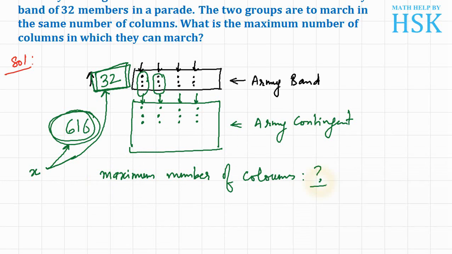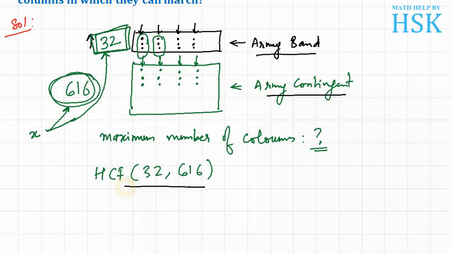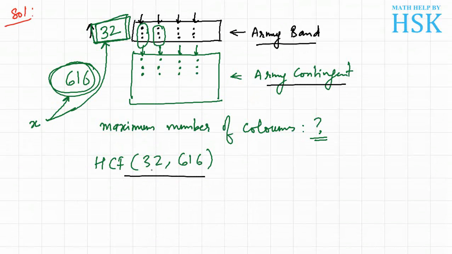So for the maximum number of columns, we require the HCF of 32 and 616. The maximum number of columns in which the army band and army contingent can march would be equal to the HCF of 32 and 616. So now we are going to calculate the HCF of 32 and 616 by applying Euclid's division lemma. 616 can be written as 32 into quotient plus remainder.